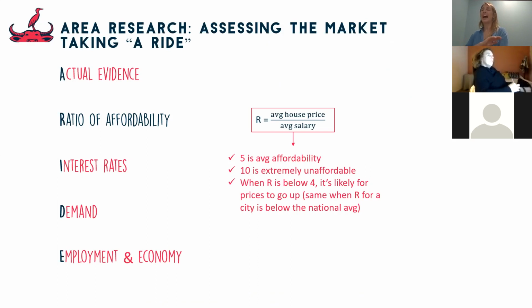And Sydney and Melbourne are extremely unaffordable markets. If I just said that the average house price in Australia was $800,000, for Sydney it's 1.3 million, right? So it's really, really unaffordable.